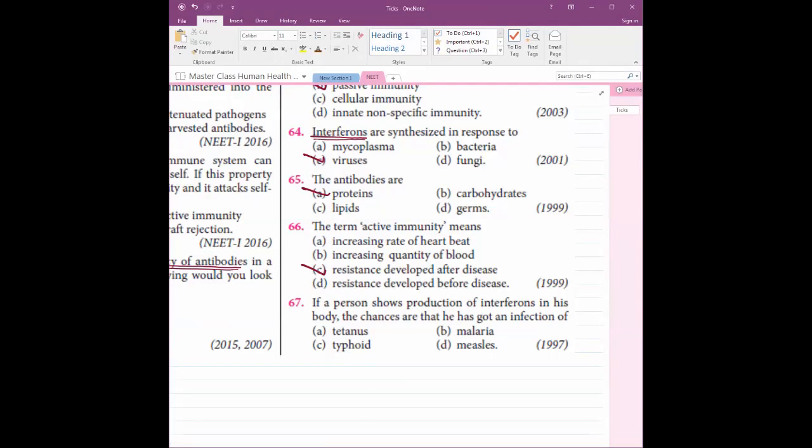Okay, some of you have given me the right answers. Yes, some of you are giving me the right answers. What is this? Guys, see, it has to be your virus, right? Because then only you are going to produce interferons. So who is the virus from here, guys? It is going to be your measles virus, measles. This is the right answer.